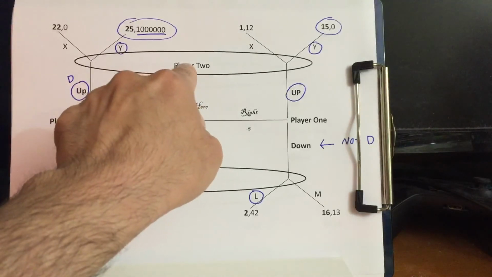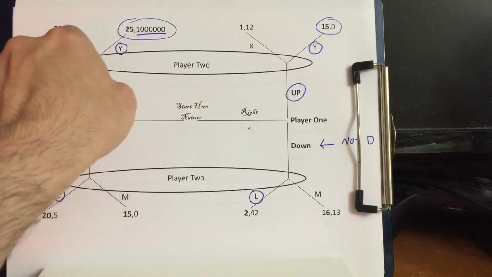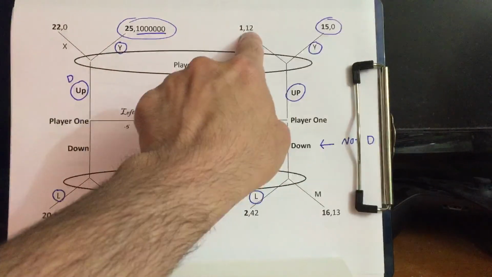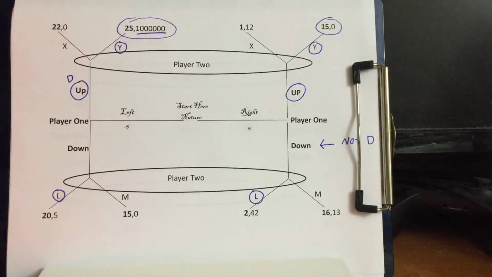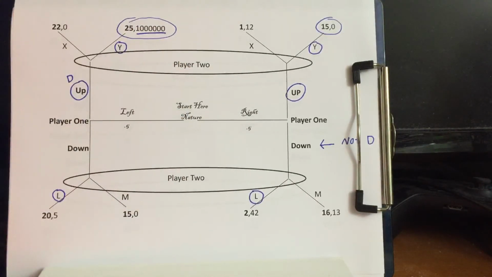What about if player 2 is here? Well, if he knew he was here, he'd play y, because that's, of course, a really big number compared to that. But if he was here, he'd play x. So we can't be sure what player 2 will do until we figure out what player 1 will do.